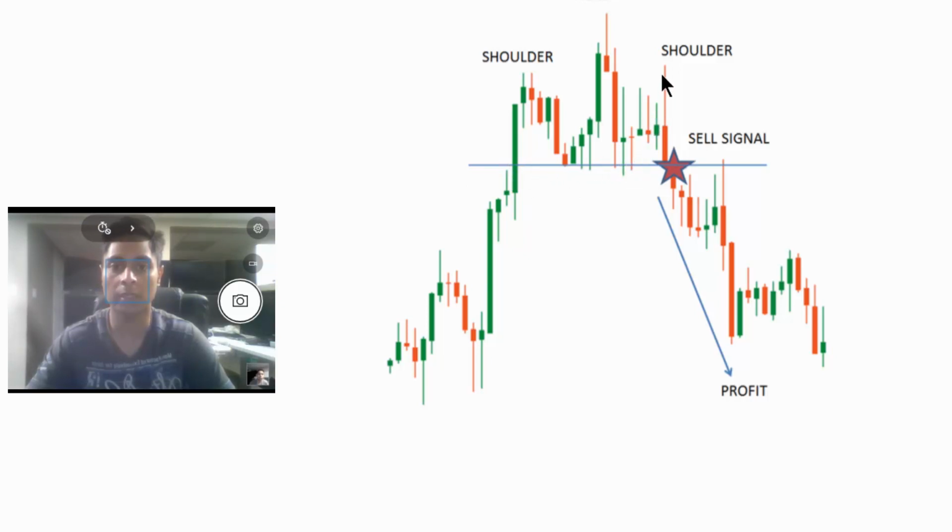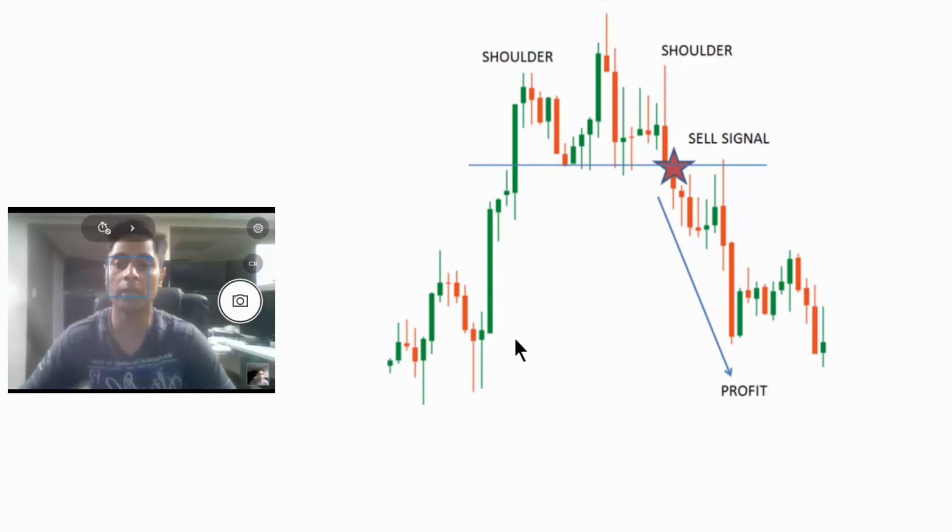Price does another retest of that same key resistance level, and when price comes down and closes below this support line here, that's where we will take our sell entry, and we are expecting the price to come all the way down to fill up this open spike.